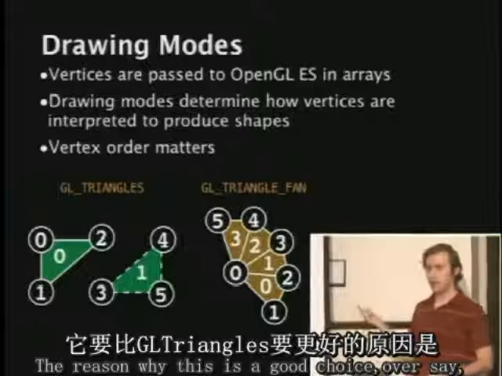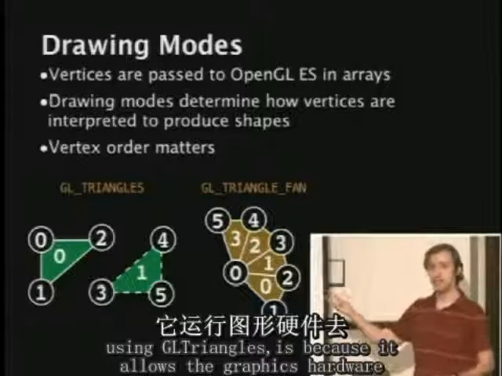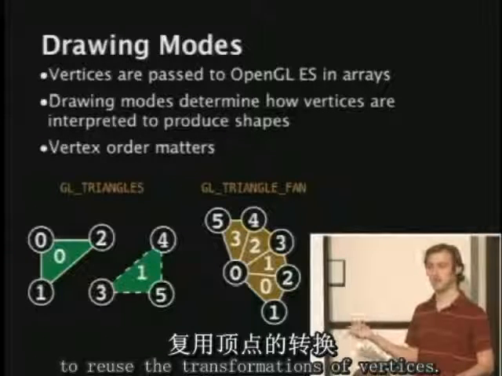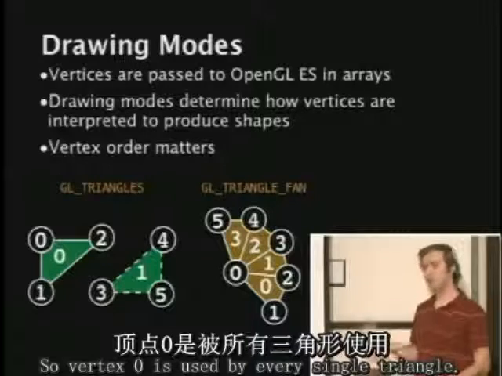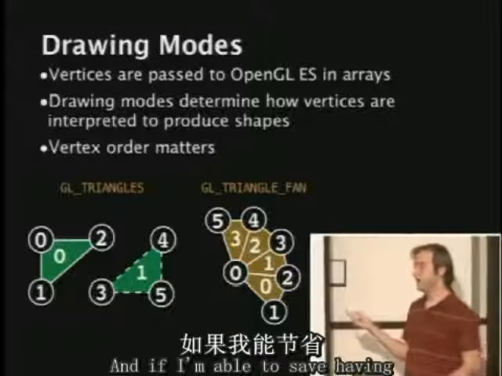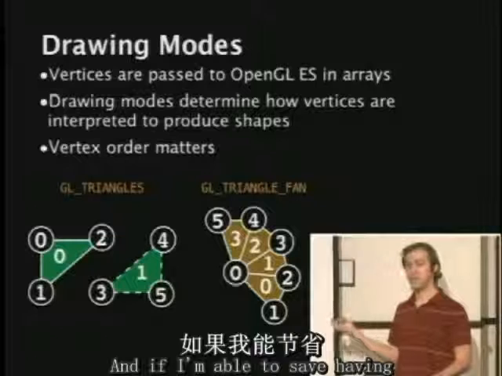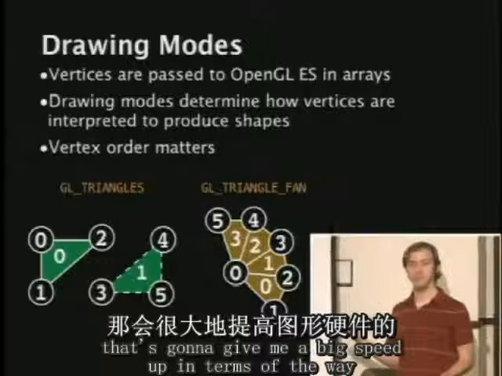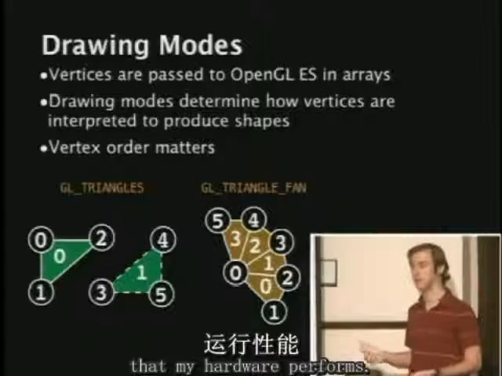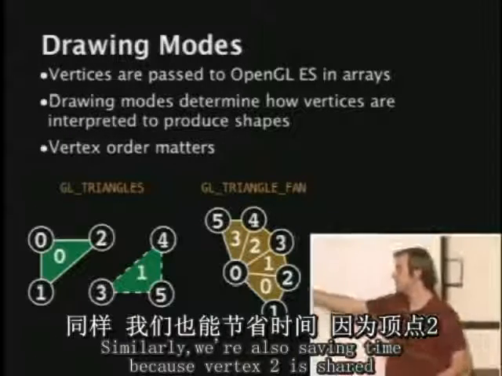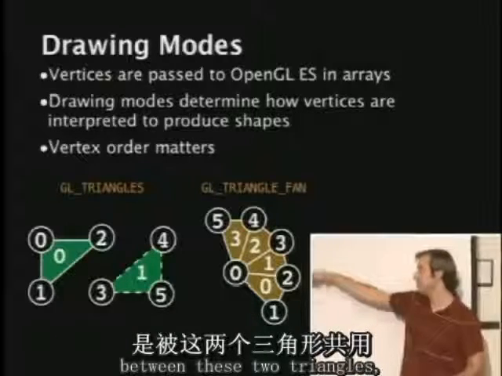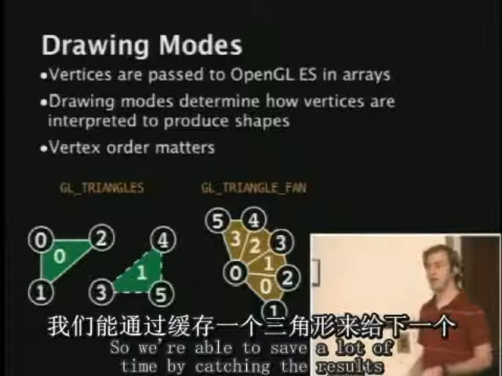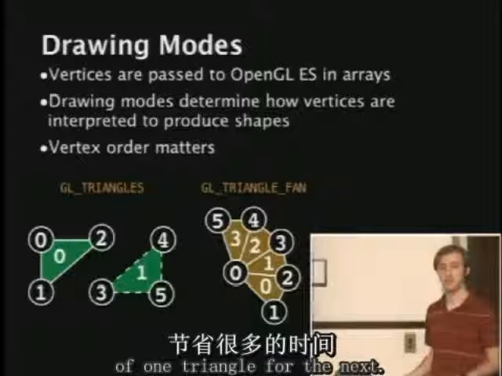The reason why this is a good choice over, say, using GL triangles is because it allows the graphics hardware to reuse the transformations of vertices. So vertex 0 is used by every single triangle. And if I'm able to save having to transform vertex 0 30 times, that's going to give me a big speed up in terms of the way my hardware performs. Similarly, we're also saving time because vertex 2 is shared between these 2 triangles and 3 between these 2 triangles. So we're able to save a lot of time by caching the results of one triangle for the next.